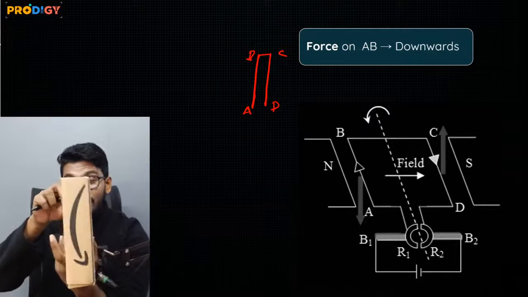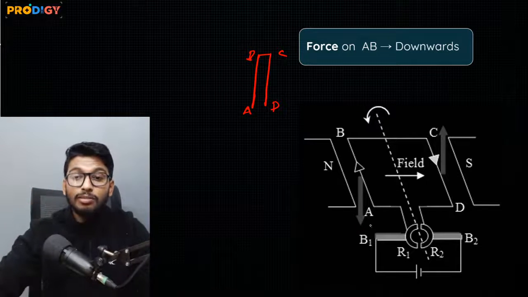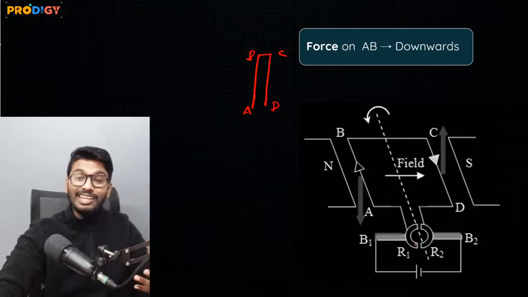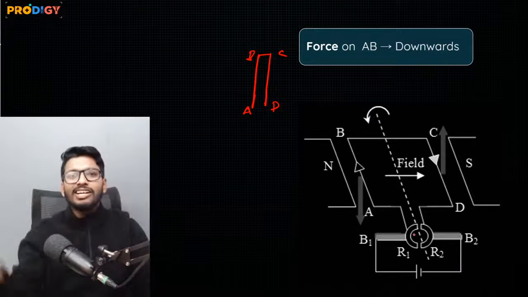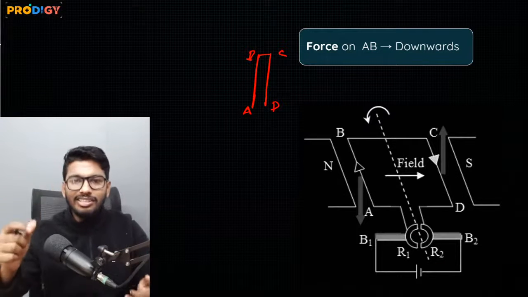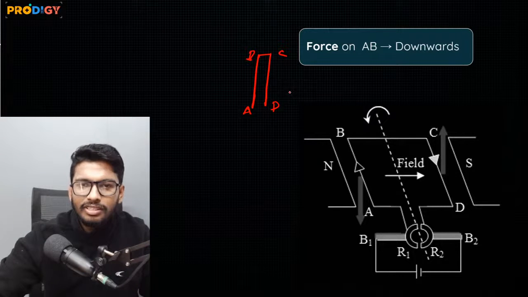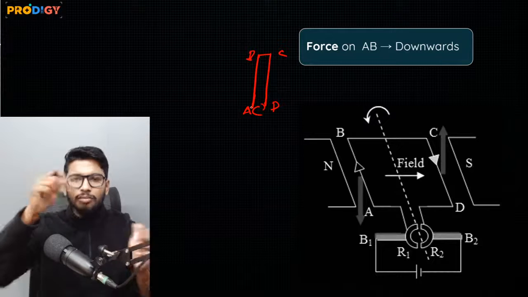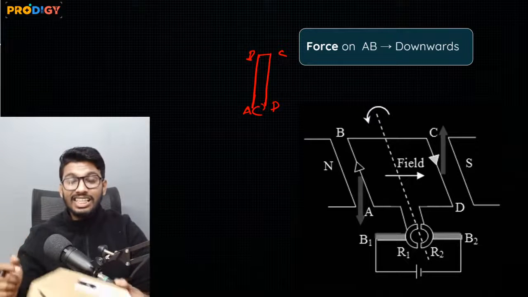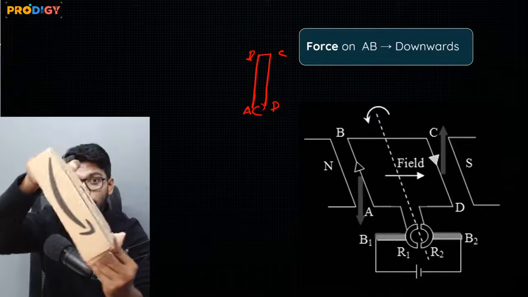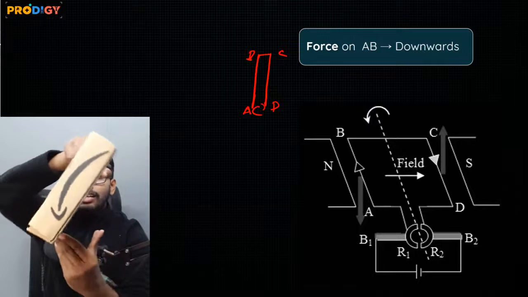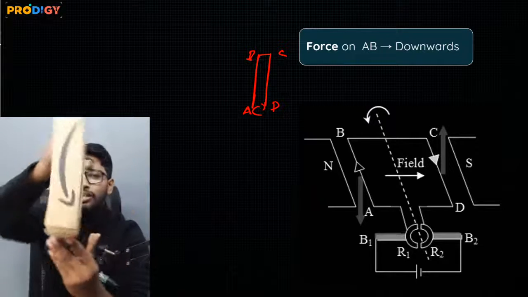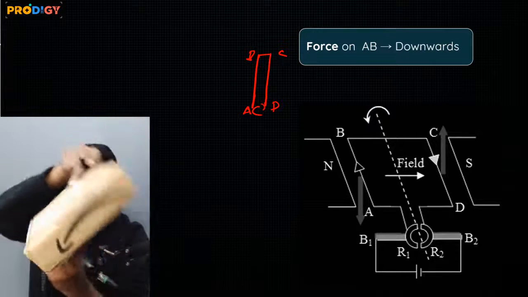Now, once it reaches halfway, please remember that there's a split ring. The thing with the split ring is that once it reaches halfway, current gets cut out because there's a disconnection there. So this is how the split ring is going to be. There's going to be a disconnection between the brushes. But since it already has some momentum, it will basically fall to the other side. It will complete half a rotation.